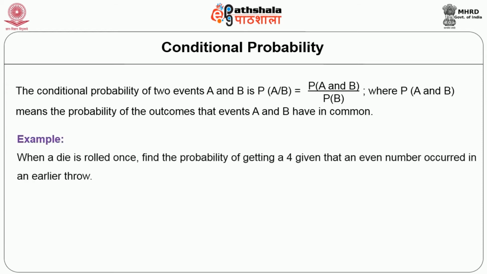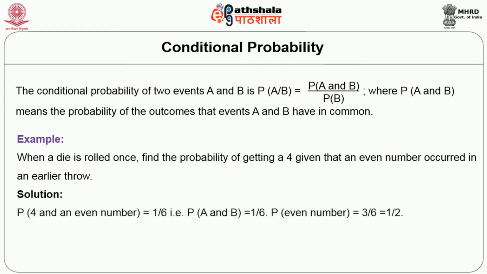Let us have another example to understand it better. When a die is rolled once, find the probability of getting a 4 given that an even number has occurred. Here, the probability of 4 and an even number is equal to 1/6. The probability of an even number is 3/6, which is half. With the formula, the probability of A intersect B divided by the probability of B, the result will be 1/6. Just look at the formula and how we have applied it.